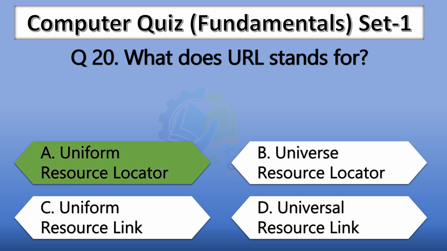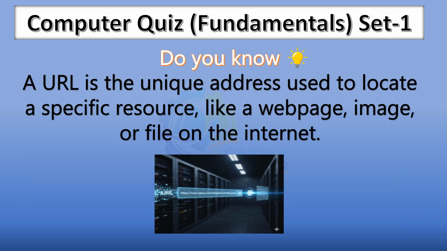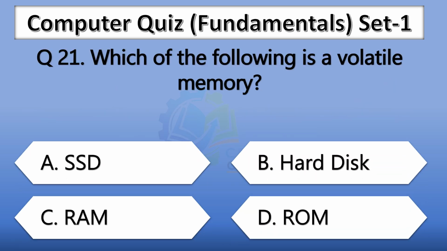The correct option is Uniform Resource Locator. Do you know a URL is a unique address used to locate a specific resource like web page, image or file on the internet? Which of the following is a volatile memory? The options are SSD, hard disk, RAM or ROM.